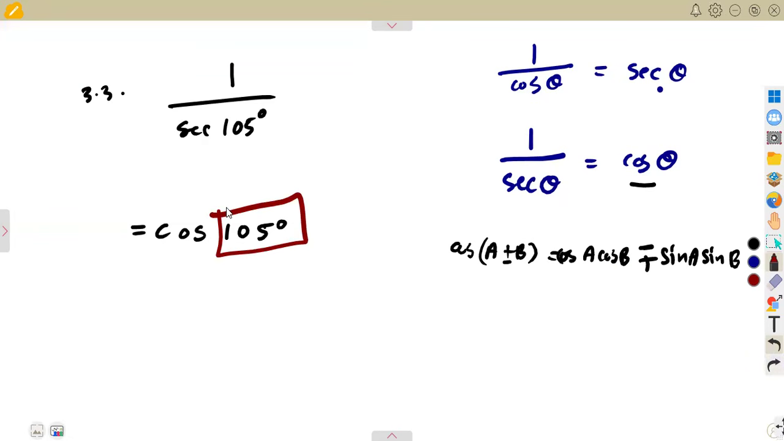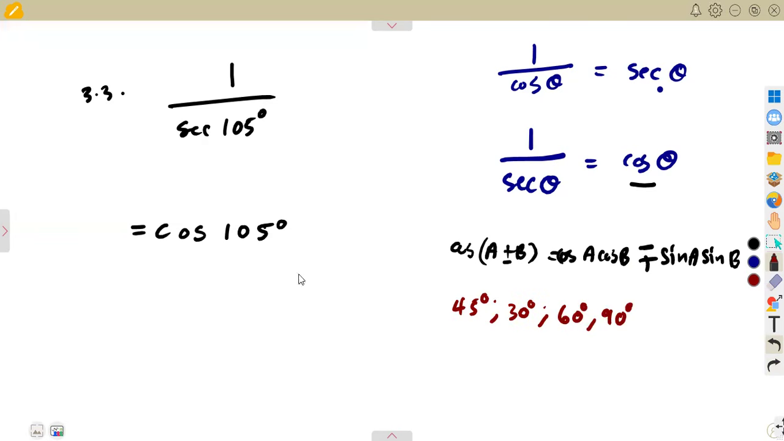Since the calculator is not required, we must express it in terms of the special angles now. Those 45 degrees, those 30 degrees, 60 degrees, 90 degrees. Are we having a combination of two angles that we can add or subtract? Then you obtain 105. If you add 60 degrees and 45 degrees, that's 105. And these are special angles.